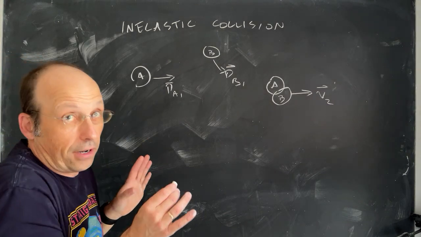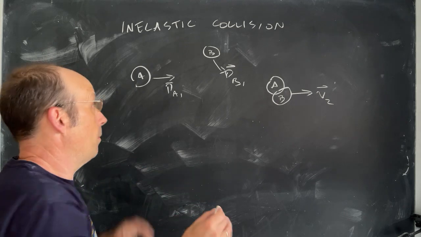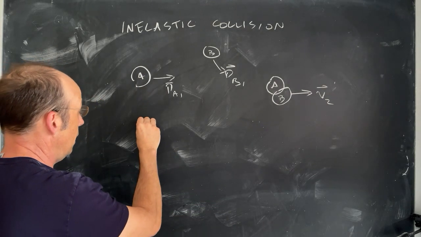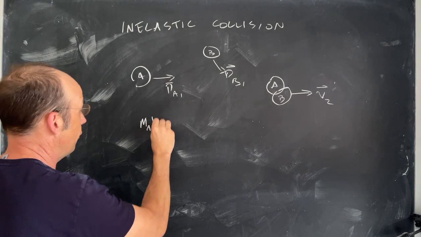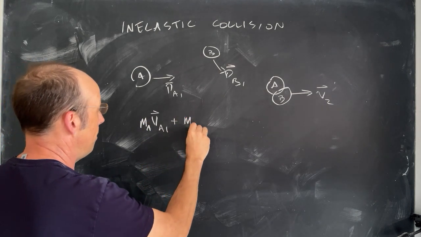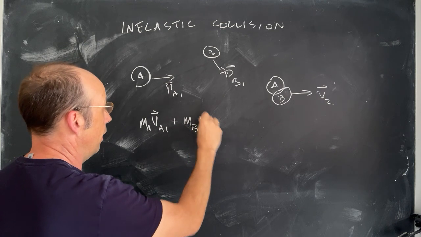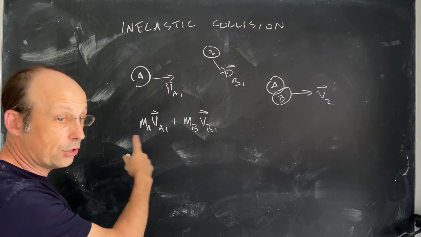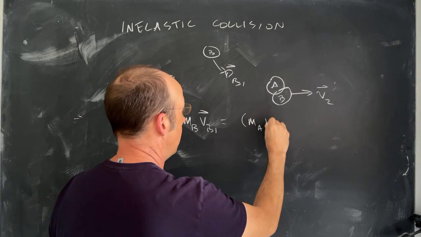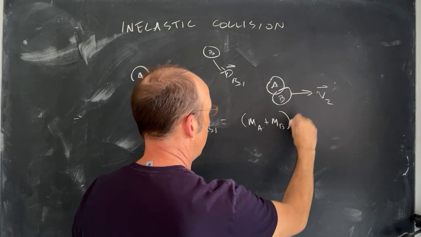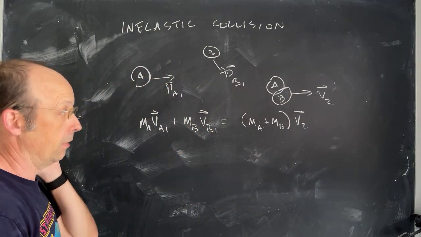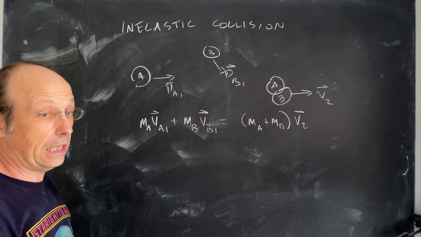I'm going to write this out as a vector, and then we'll do it in a one-dimensional case. As a vector, I'm going to write this as mAvA1 vector plus mBvB1 vector. That's the initial momentum. It's going to equal the final momentum, which will be (mA plus mB) v2. Because they have the same velocity, I can factor out that velocity term. And that's it. That's my inelastic collision equation.